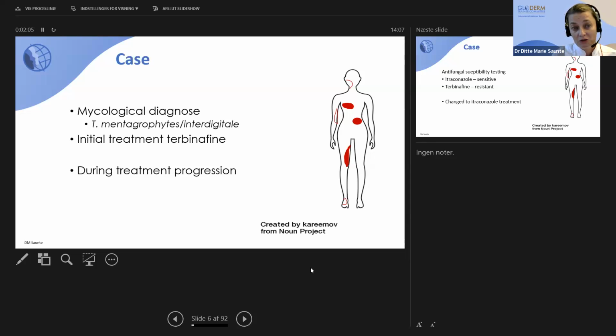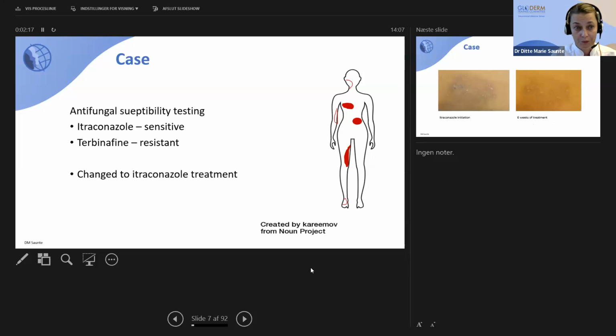and initial treatment was terbinafine. But even though she was treated with an adequate dose, 250 milligrams a day, the disease progressed during the treatment. So we performed our antifungal susceptibility testing, and it turned out that it was terbinafine resistant and itraconazole sensitive, and therefore her treatment was changed to itraconazole.